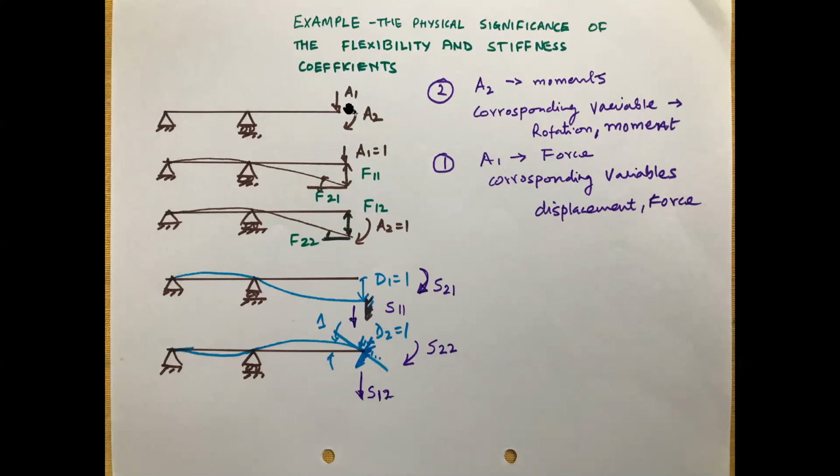So A1 can cause rotation as well as displacement, both. A2 will also cause rotation and deflection, both. But just from the numbering point of view, I'm calling A1 as 1 and A2 as 2, because here they are applied at the same location. So F11 will be because of A1 equal to 1 unit. It is the vertical deflection calculated at the first location, that is A1, because of the unit applied load of A1.